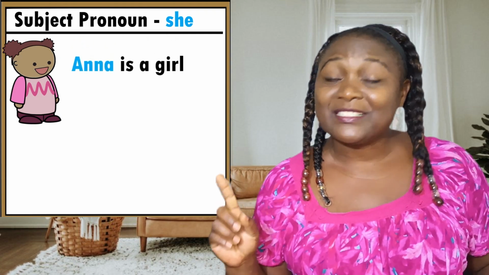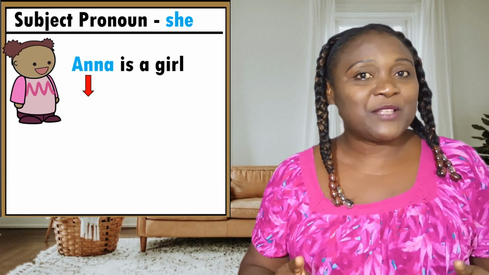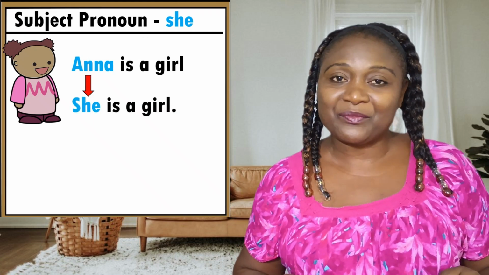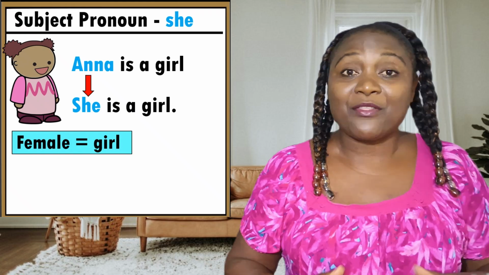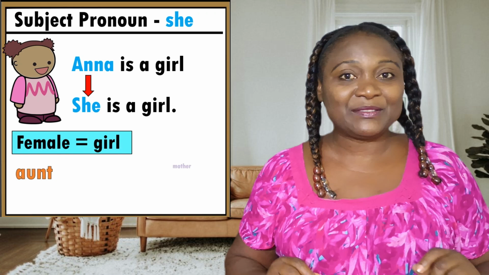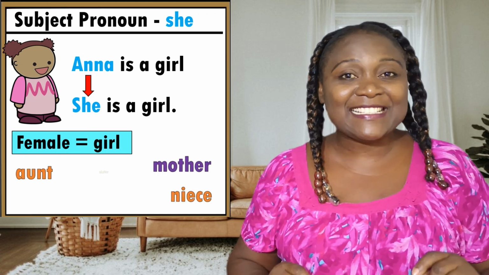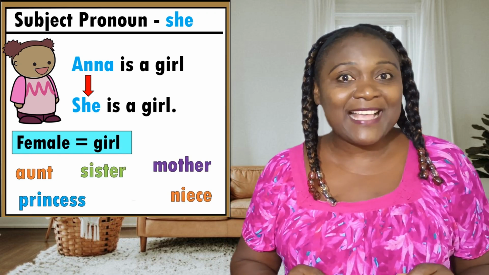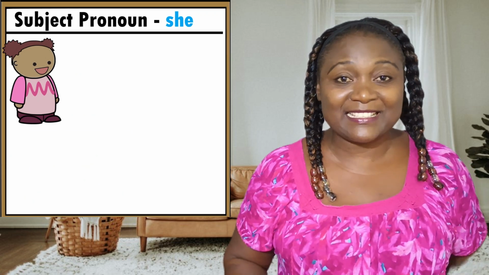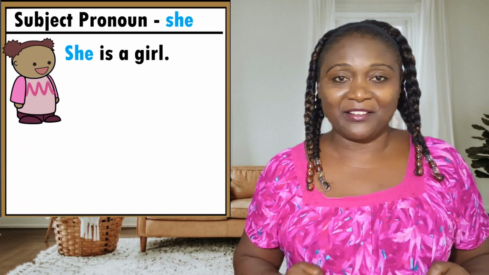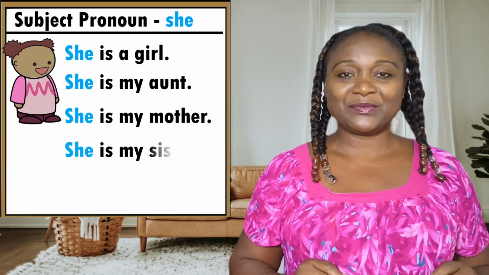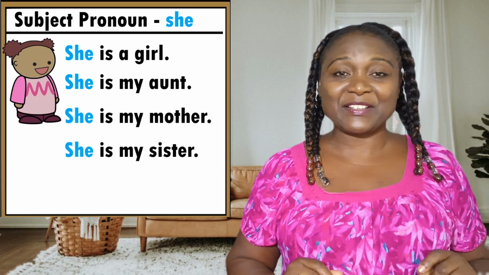This is Anna. Anna is a girl. The subject pronoun that can be used instead of Anna is she. There are some words in English that refer only to females, such as aunt, mother, niece, sister, princess, and queen. Let's look at the following sentences. She is a girl. She is my aunt. She is my mother. She is my sister.